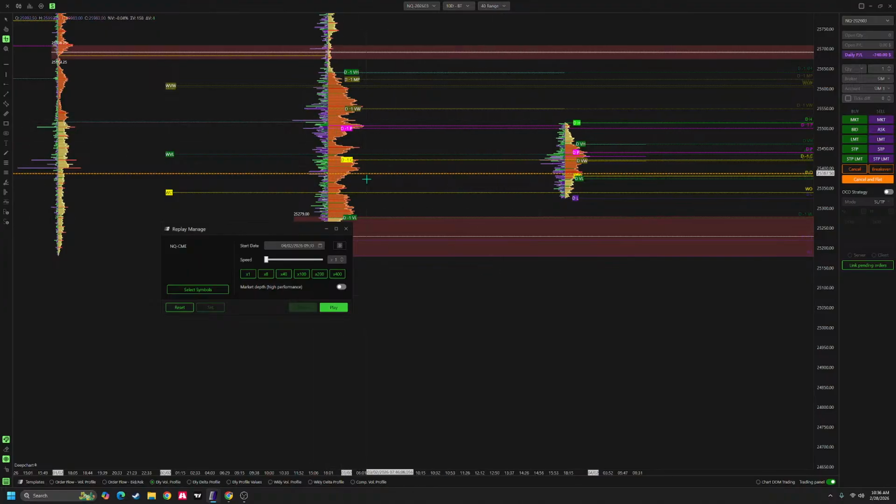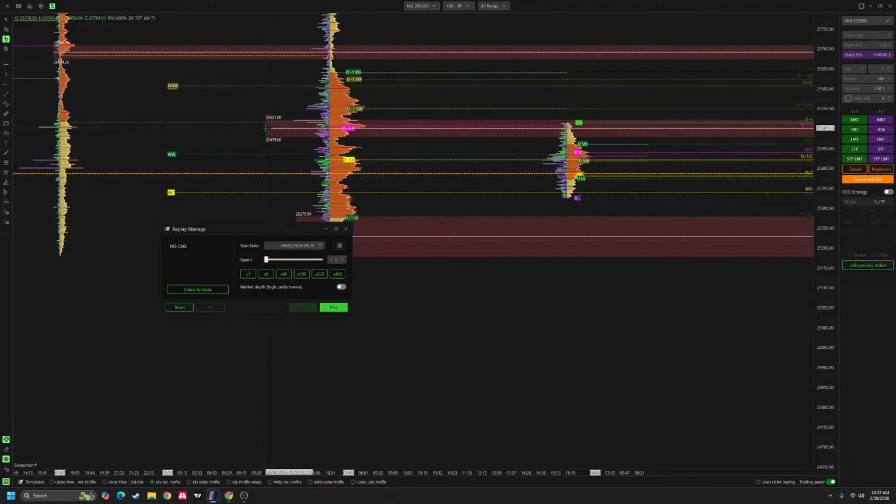And then we have this point of control with lots of volume. So this area right here is the money area. This is where lots of shit happened right here, we'll call it. And that's going to be a no trade zone for me. But I am looking for it to reject and maybe move back down towards the bottom.